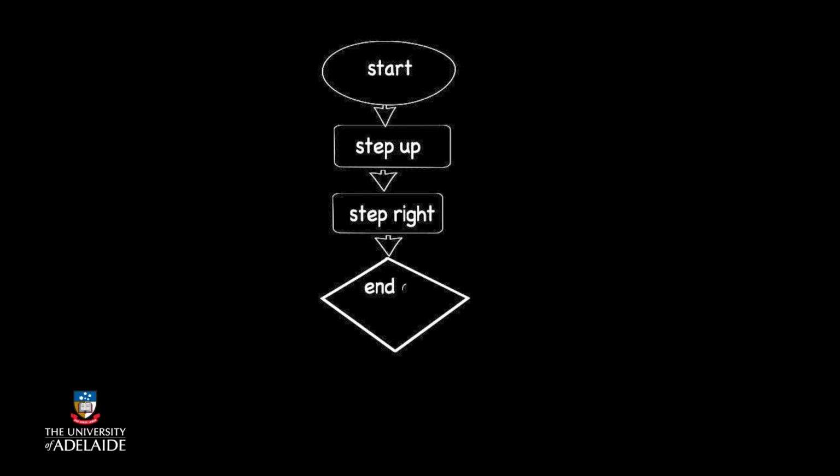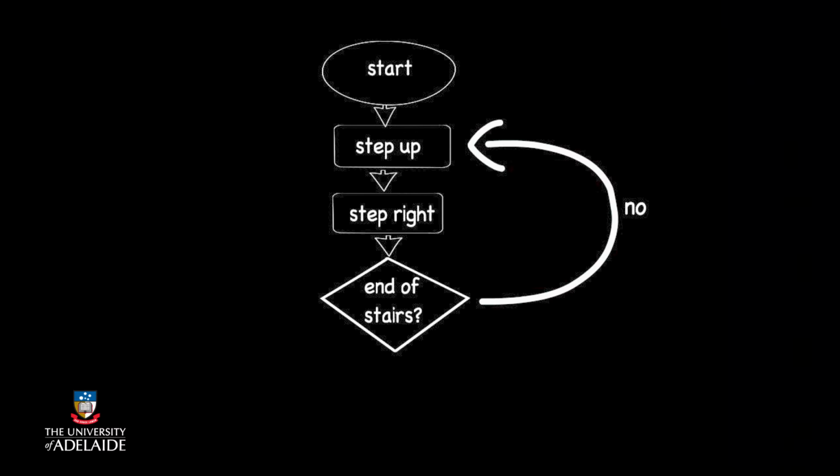First, we indicate that we are starting a flowchart, which indicates the start of a sequence of instructions. Then we follow by our sequence of stepping up and stepping right instructions. If we have not yet reached the end of the stairs, then we want to keep going and therefore repeat the up and right actions. If we have reached the end of the stairs, we want to stop. This flowchart is simple but contains everything we need to know in order to understand repetition in programming.